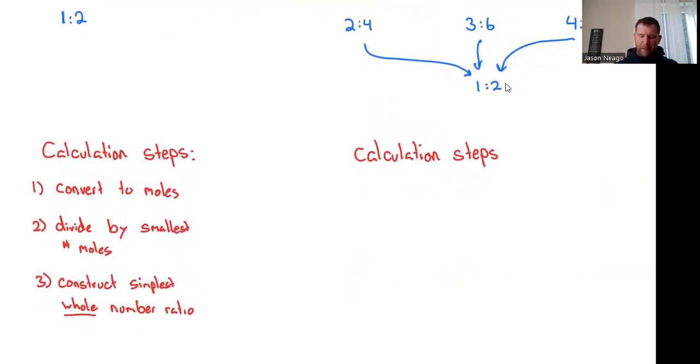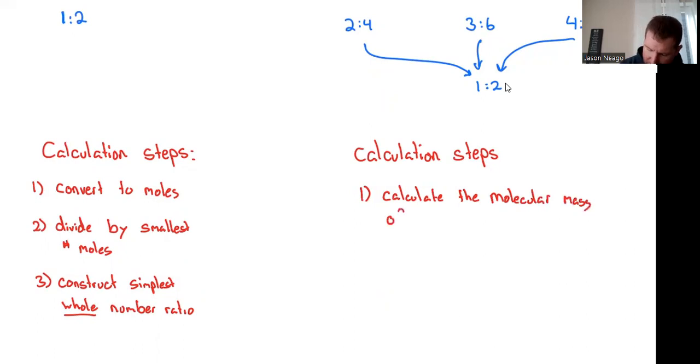So in calculating a molecular formula, there are also 3 steps. Step number 1, you are going to calculate the molecular mass of the empirical formula.